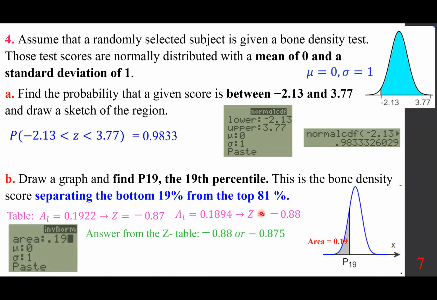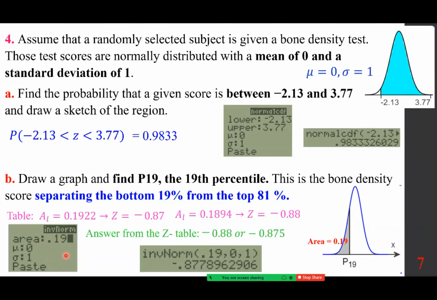If we go with technology, area to the left is 0.19. That's the meaning of a percentile, 19th percentile. Mu is 0, sigma is 1. And obviously, we get an answer which is more precise, negative 0.8778962906, and you use as many decimals as you want.